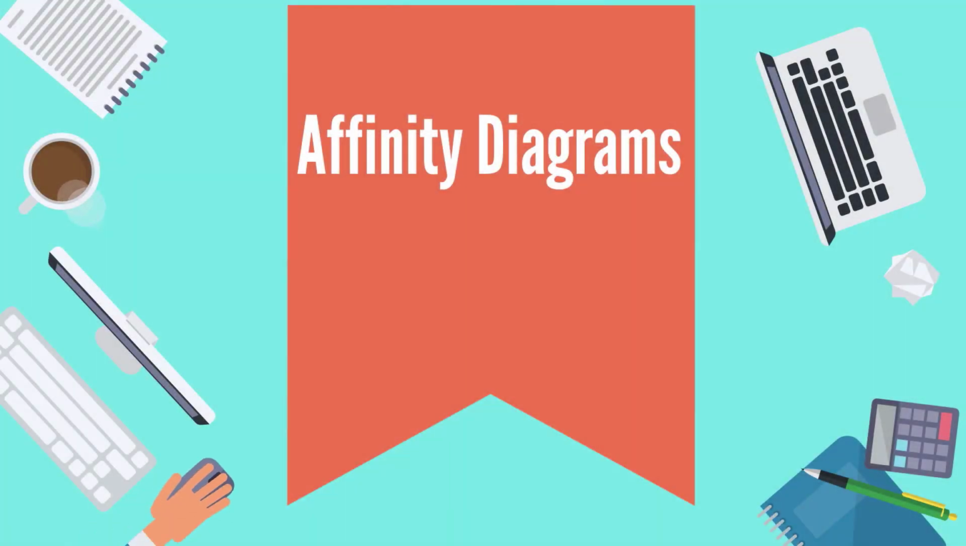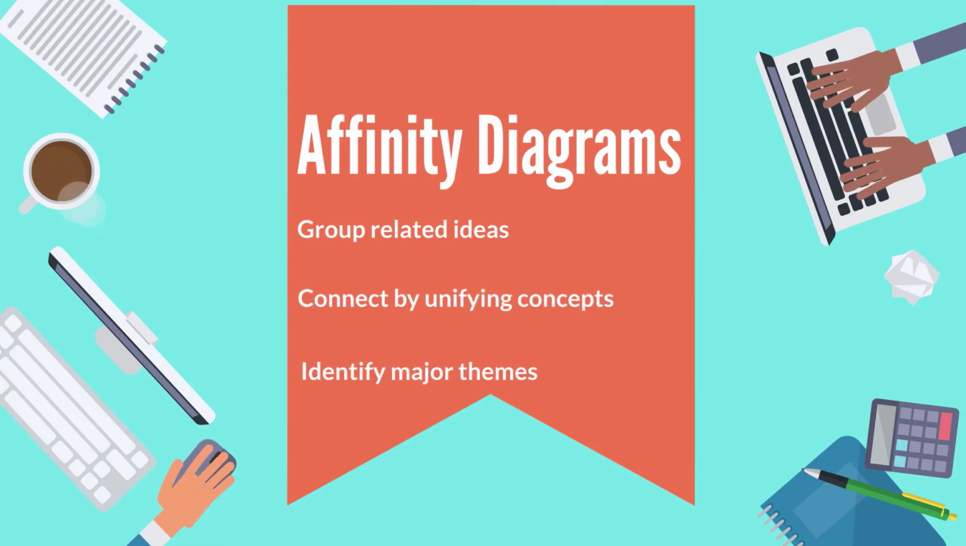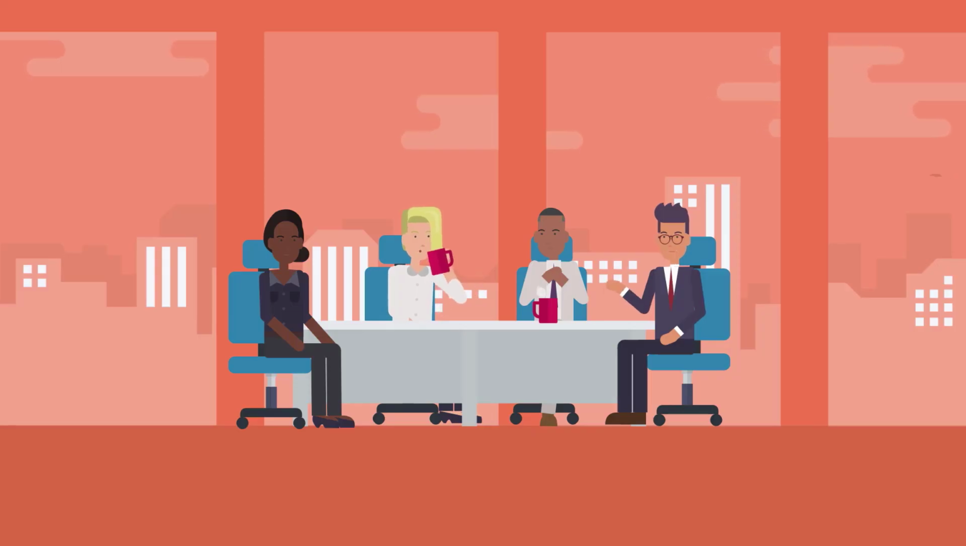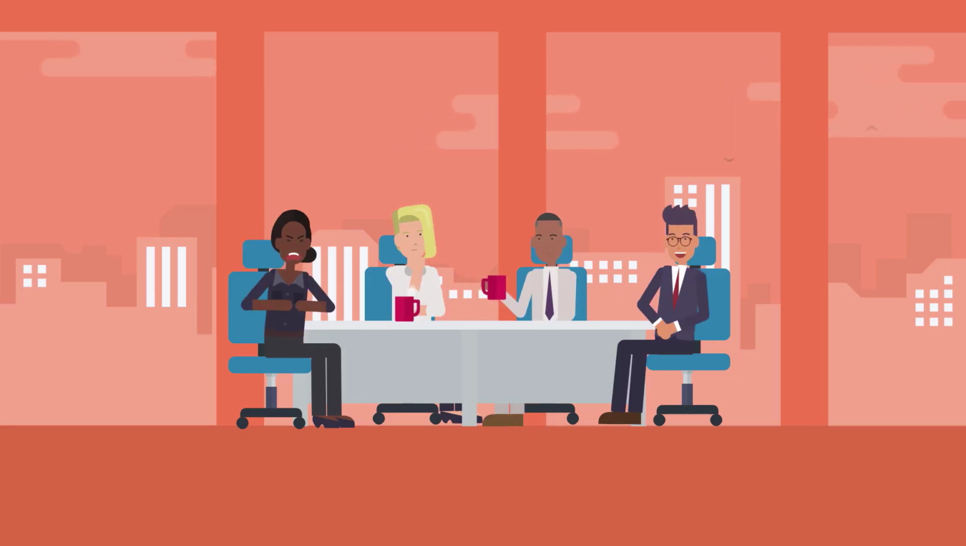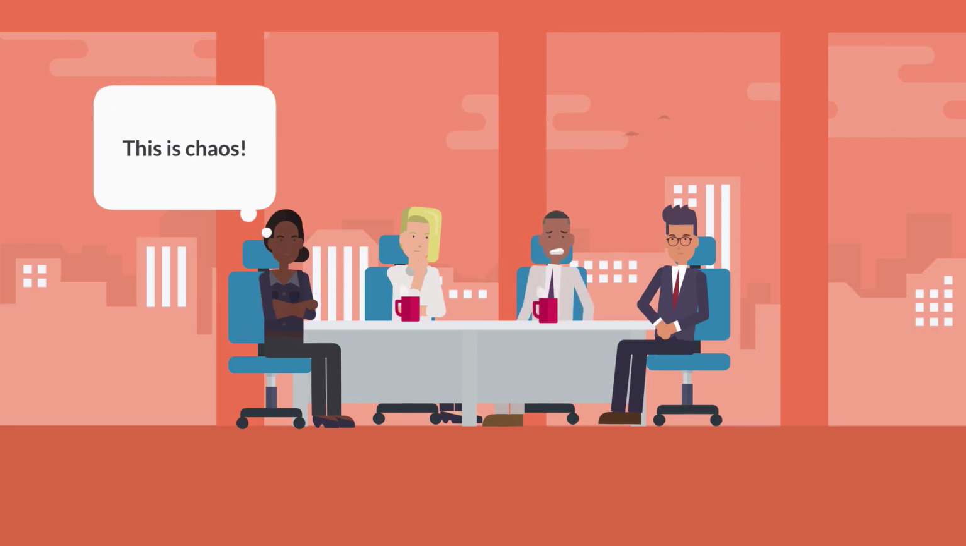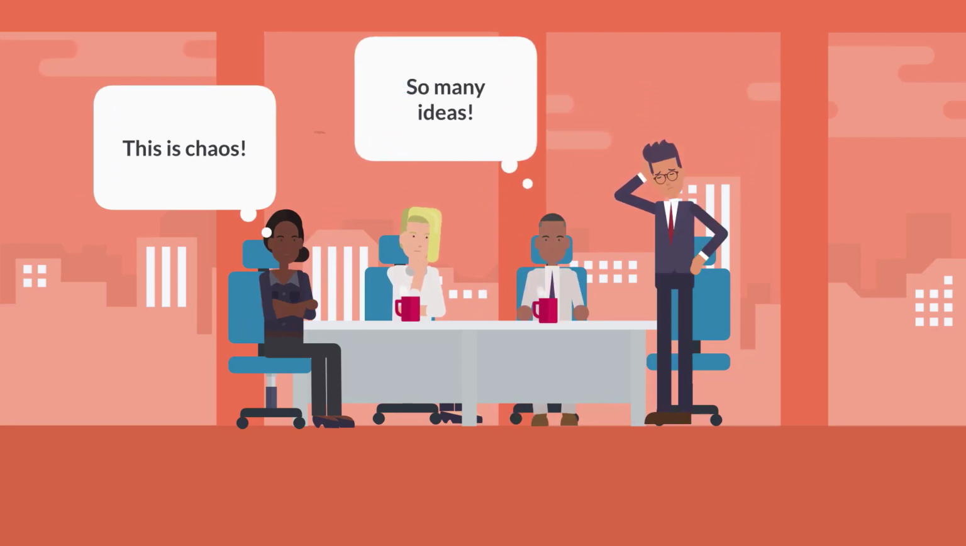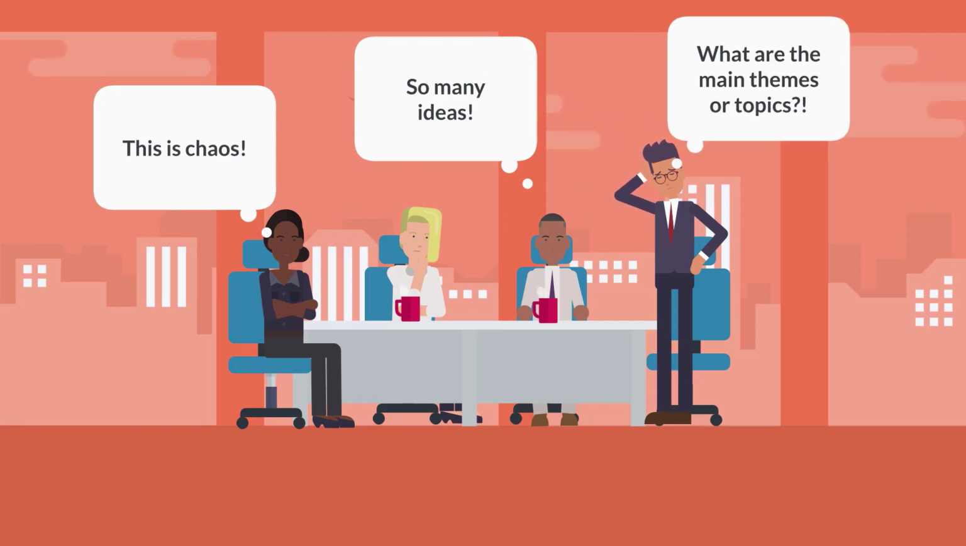Affinity diagrams can be used to group ideas, connect them by their unifying concepts, and identify major themes from a multitude of opinions and issues. Here are a few scenarios in which affinity diagrams can be helpful. When chaos exists in the group discussion, the volume of ideas is overwhelming the group, or there is a need to broadly identify themes or categories.